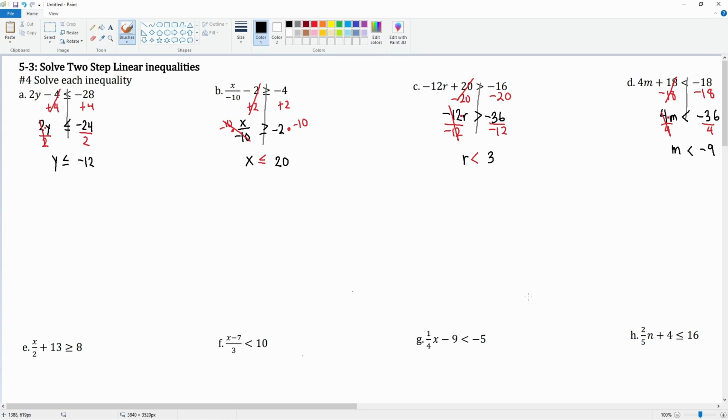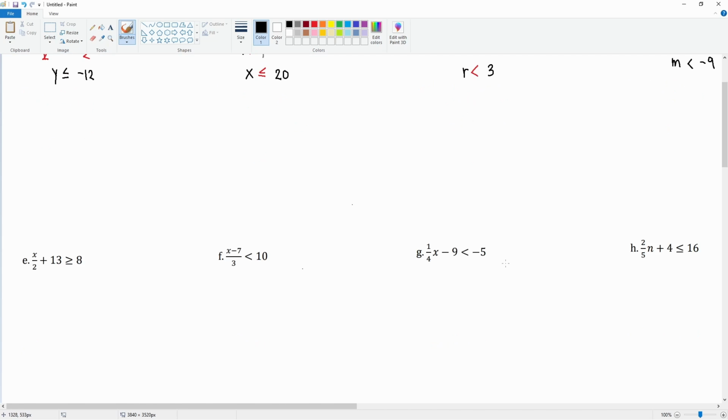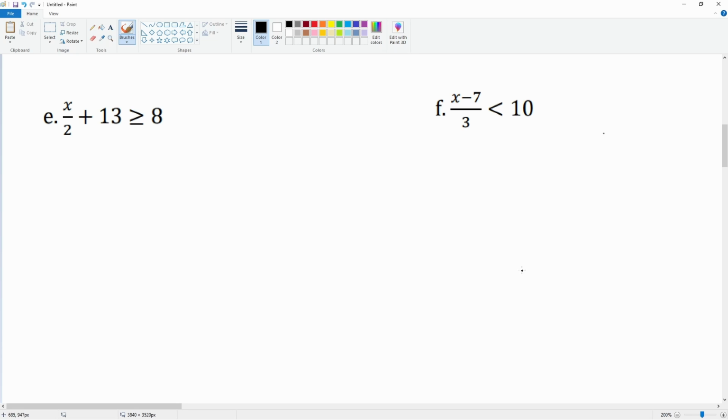Welcome back to 5-3, number 4. We're solving the two-step linear inequalities here. I'm going to cover E, F, G, and H. Let's get started. Let's look at E. It is x divided by 2 plus 13, greater than or equal to 8.